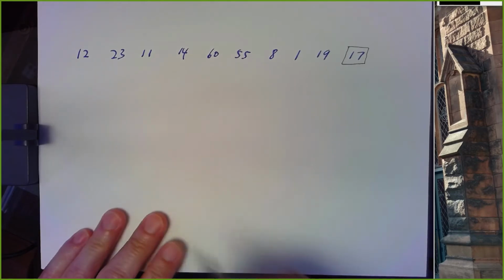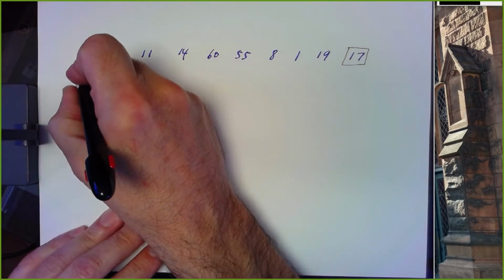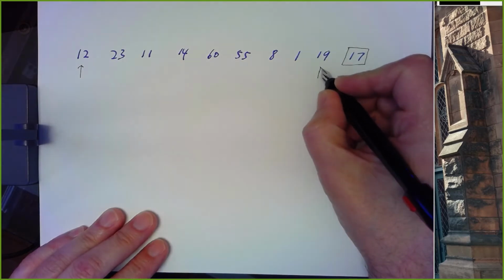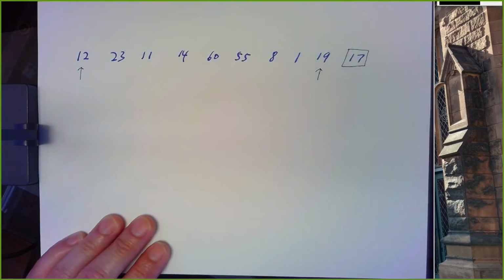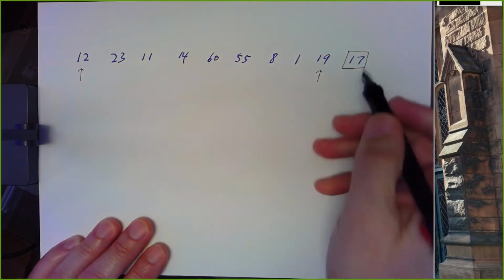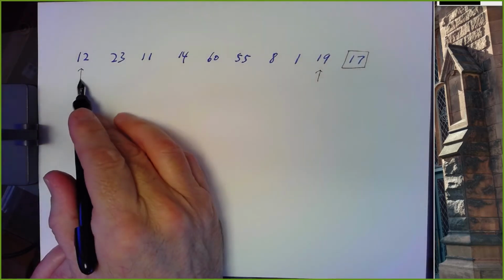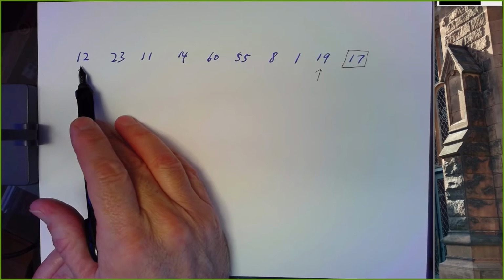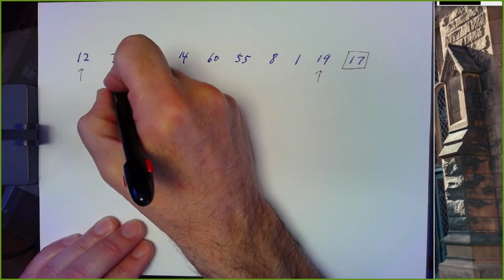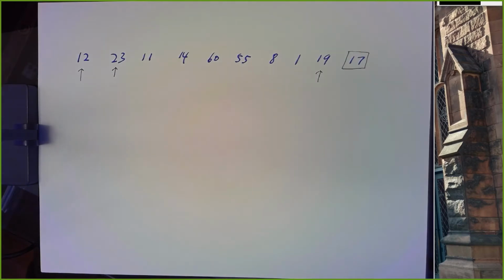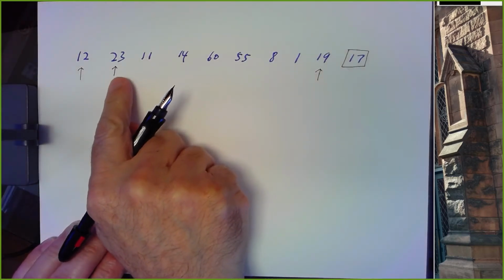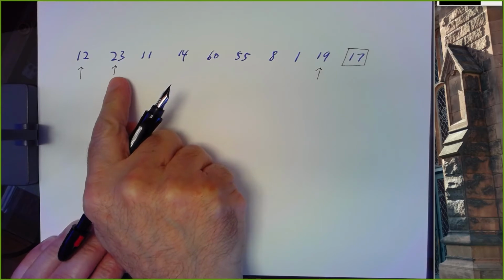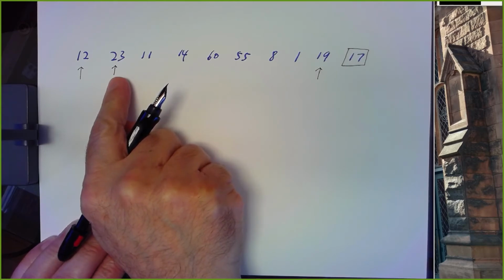So we use a pair of pointers. The first pointer points to the first number, the second pointer points to the last number. We're not counting the pivot. We're going to compare to the pivot. So we start from the left, and we want numbers to the left of 17 to be smaller. We look at the 12, and 12 is smaller than 17, so 12 is okay right where it is. We move over one spot, and we look at 23. And 23 is bigger than 17, so it's got to go on the other side of things. It's got to go somewhere off to the right.